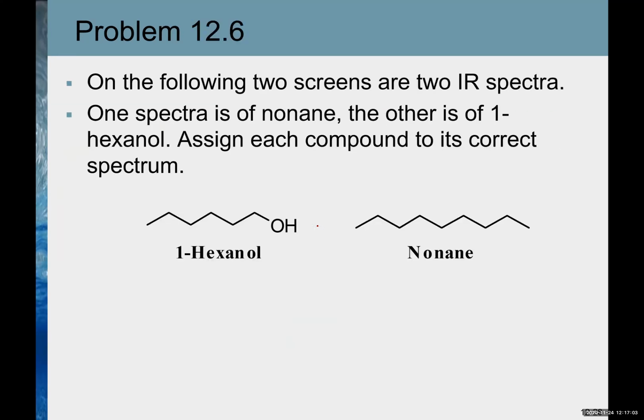Okay, so let's see what kind of problems we may encounter in this IR chapter. I'm going to show you two spectra. One spectrum belongs to hexanol and the other belongs to nonane. You need to tell me which one belongs to hexanol and which one belongs to nonane, okay? Everyone understands the question? Remember, one of the spectra belongs to hexanol, the other one belongs to nonane. So this is an alkane, we already know what an alkane spectrum is going to look like, and this is an alcohol.